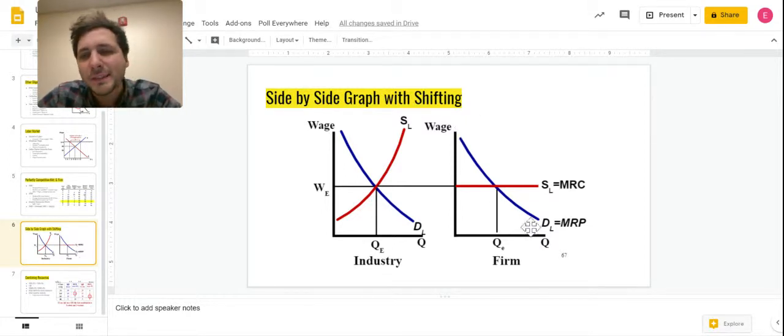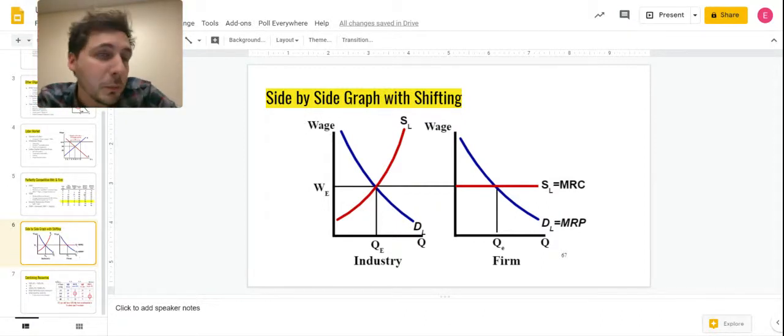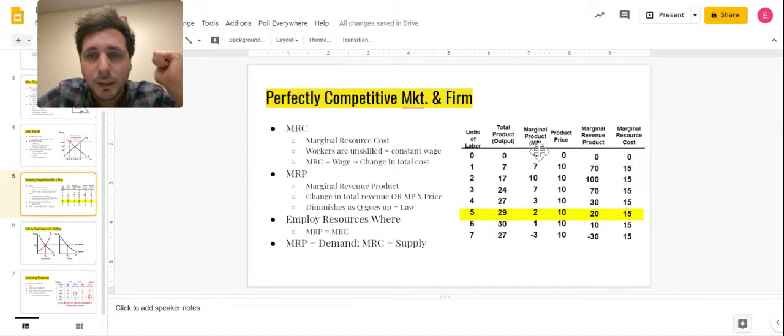Then we have demand. Demand is downward sloping and equal to MRP because demand has an inverse relationship between wage and quantity. That makes some sense, right? If wages are really low, then firms are going to demand a bunch more. If wages are really high, firms are going to demand a bunch less. But MRP also has an inverse relationship. We actually saw it on the chart in the last one. Here, let me show you. Notice MRP goes up at first, but then it goes down at a steady rate.